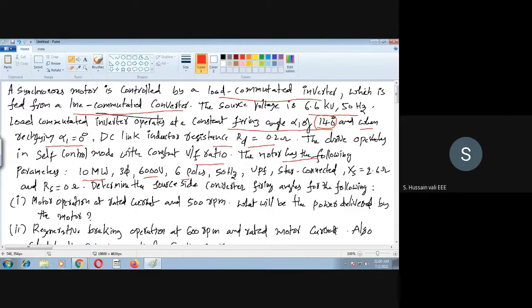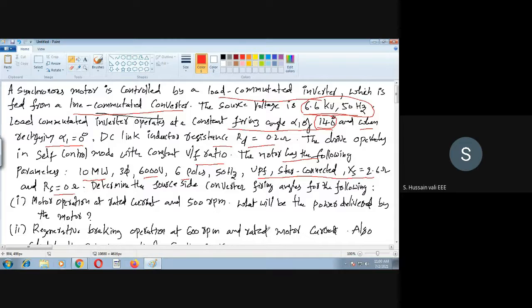Okay, these are the ratings of the motor, whereas these are the source voltage. This is the source voltage, three-phase source voltage, whereas these are the ratings: 10 megawatt, three-phase, 6000 volts, 6 poles, 50 hertz, unity power factor. So he has given unity power factor. Star connected, and synchronous reactance he has given. And similarly, he said RS is 0, in the sense that the resistance value is 0.